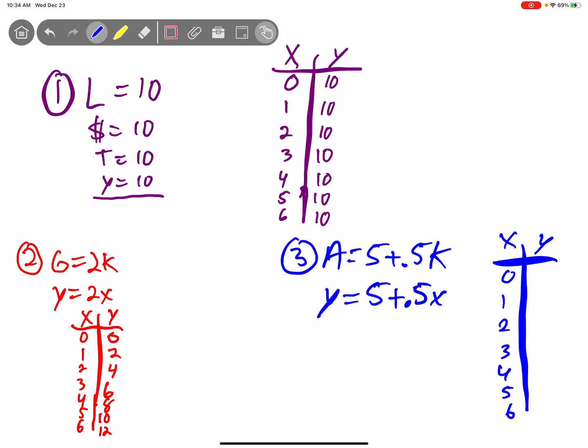Well, if she walks no kilometers, 0.5 times 0 is 0, plus 5 gives me 5. So she makes $5. She walks 1 kilometer, she gets the $5 plus 50 cents. If she walks 2 kilometers, 50 cents times 2 gives me $1. $1 plus 5 gives me 6. And then 6.50 and 7, 7.50 and 8. Okay, that is what her table looks like.